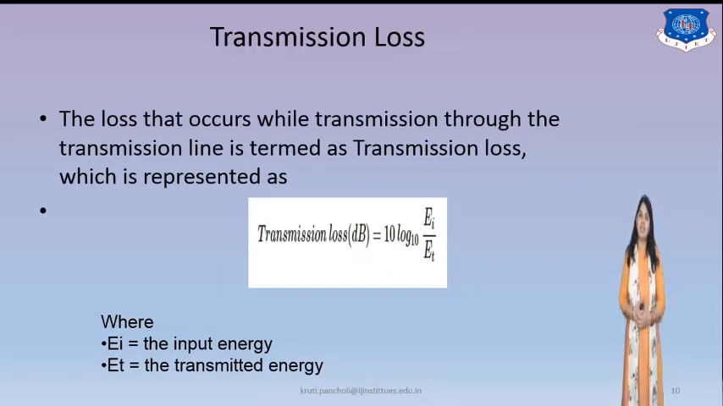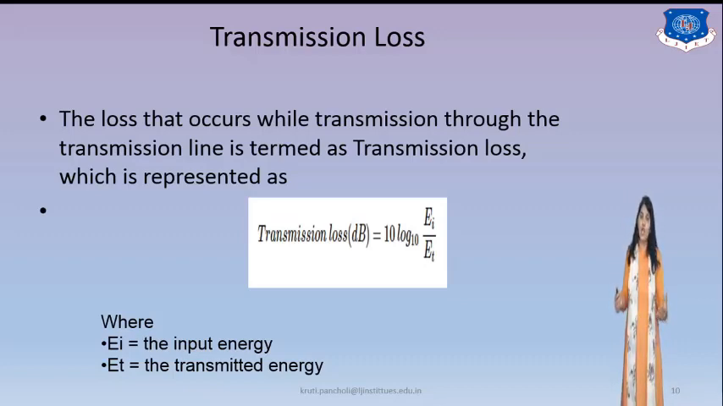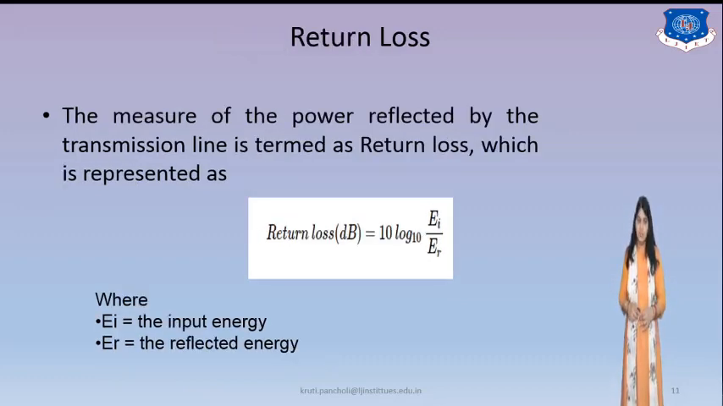The next loss is the transmission loss. The loss that occurs during transmission through the transmission line is referred to as transmission loss, which is represented as transmission loss in dB equal to 10 log10 of EI upon ET, where EI is the input energy and ET is the transmitted energy.